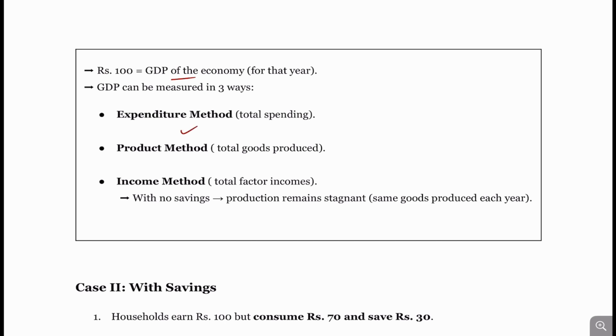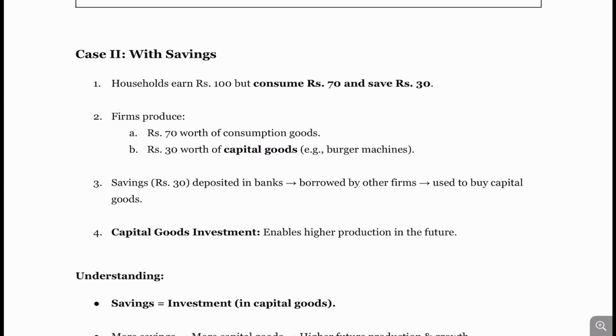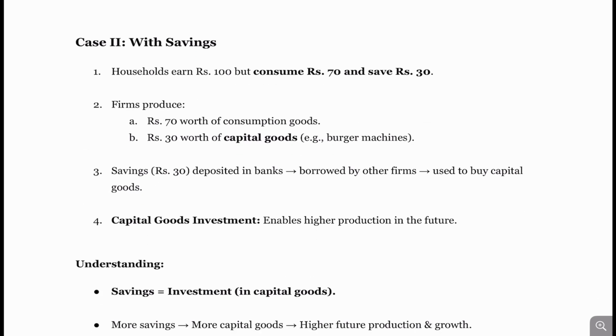GDP can be measured in three measures. These are the different measures of measuring the GDP. We will be taking them in the next lecture, right? Okay. Now take the second case, case number 2, with savings in the economy.